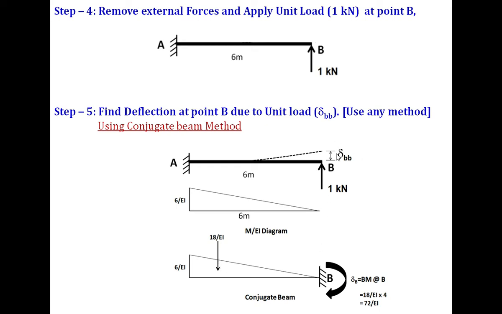Here also, since we want to find displacement, we have to find the bending moment in the conjugate beam. So the bending moment at this point is equal to the area of this load, that is 18 by EI, into the distance. The distance is 2/3 of 6, that is 4 meter, and 18 by EI into 4, so we get delta BB as 72 by EI.